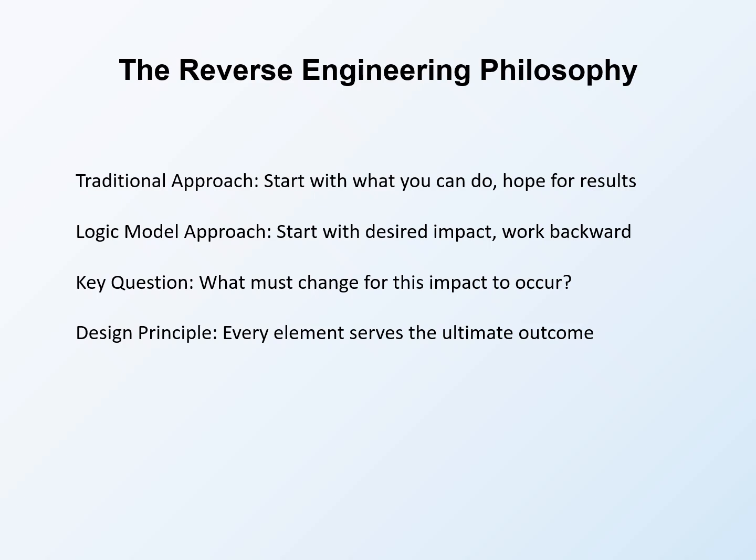If you want to reduce teen pregnancy rates in your community, you ask what specific changes must occur for that outcome to happen. Then you ask what activities would cause those changes, and finally, what resources those activities would require to be delivered effectively. The key question driving logic model development is, what must change for this impact to occur? This question is asked repeatedly, working backward from ultimate goals through intermediate steps. The design principle is that every single element serves the ultimate outcome. If an activity does not contribute to outcomes, it should not be in your program or budget.